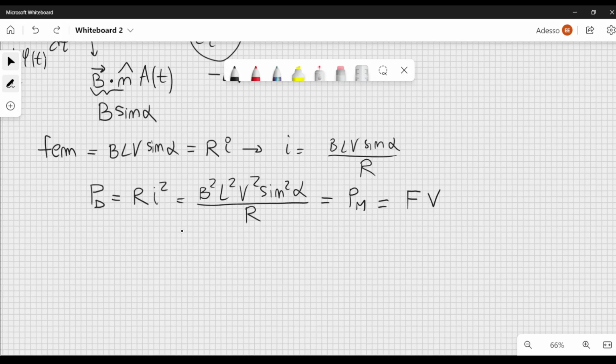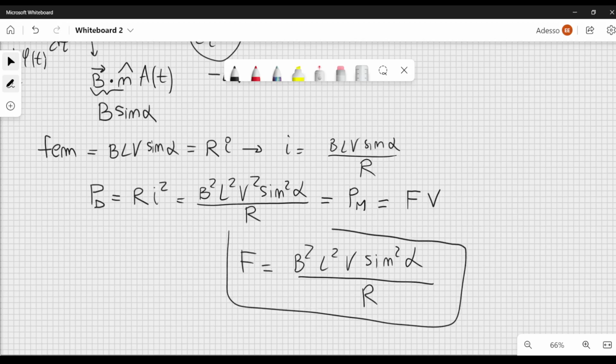We know that the coil cannot rotate, so this is the only power that we are inputting into our system. And therefore we find F. F will be equal to B squared L squared V sine squared alpha divided by R. So this is the final formula, and it is also the result for the problem.